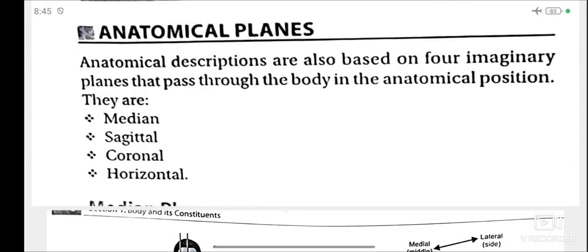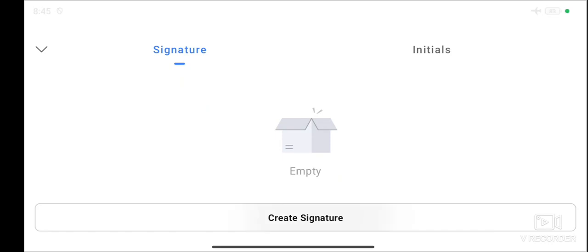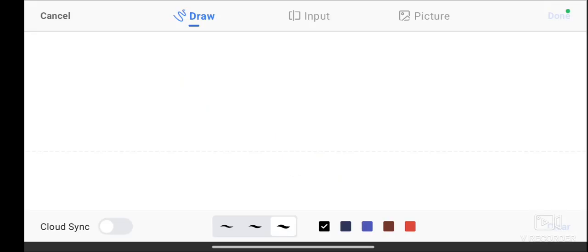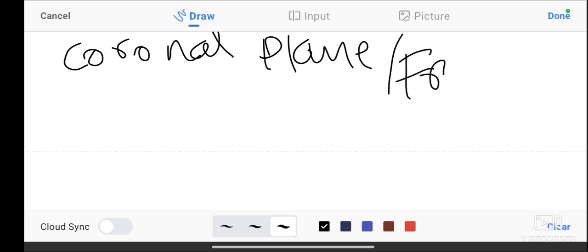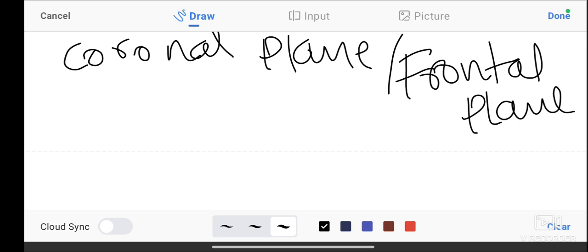The next one, you can read it as median and sagittal, same. And next, the coronal anatomical plane. What is meant by the coronal anatomical plane? I will explain. The coronal anatomical plane is also known as the frontal plane. In this, what happens, you can see in this picture. Okay, I will draw.